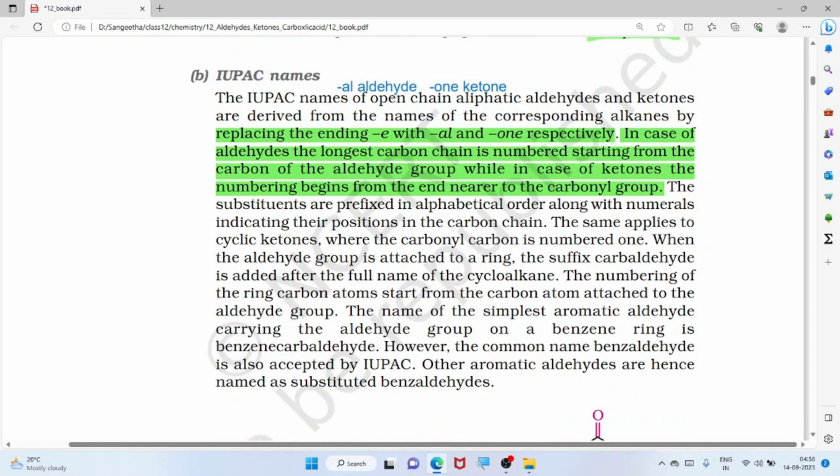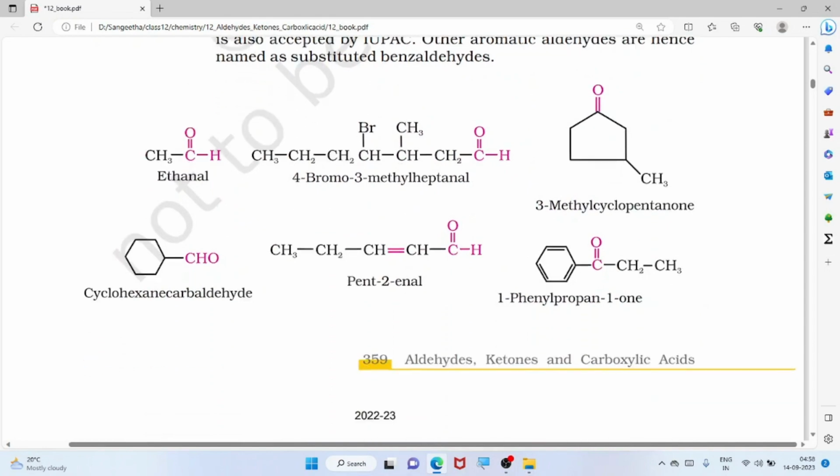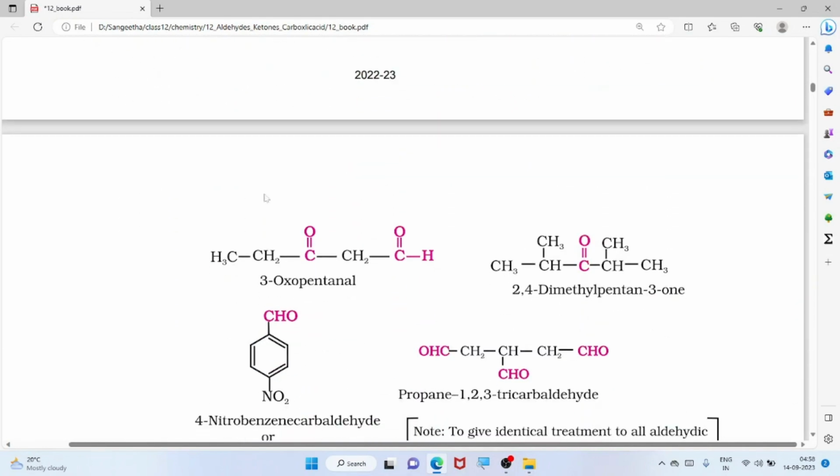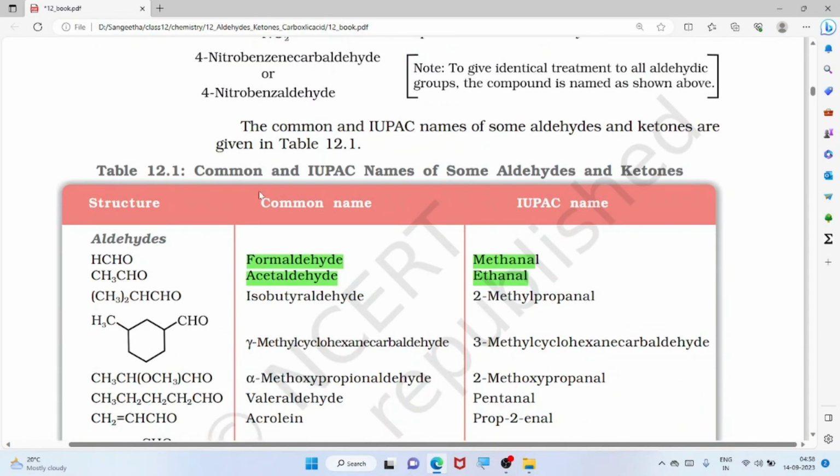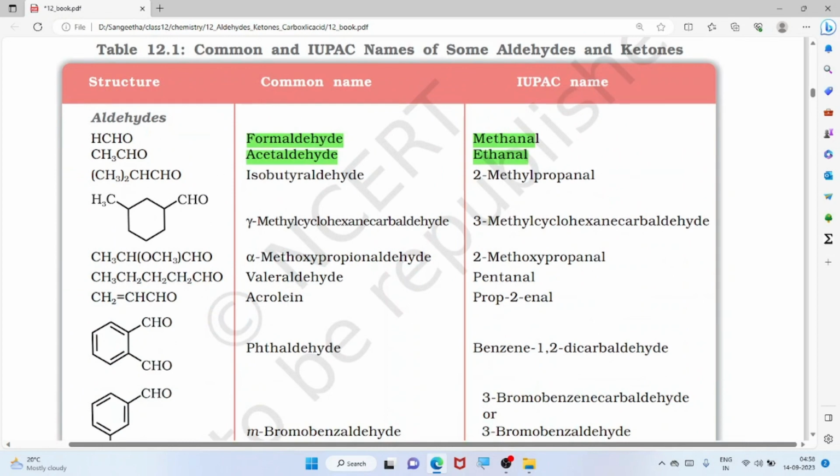This is the IUPAC name. The ending AL means aldehyde, ONE means ketone. So here they are given: AL and ONE. This is the common name formaldehyde. This is acetaldehyde. IUPAC names: methanal, ethanal.